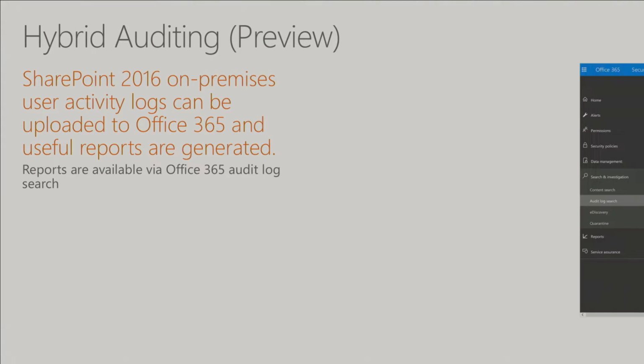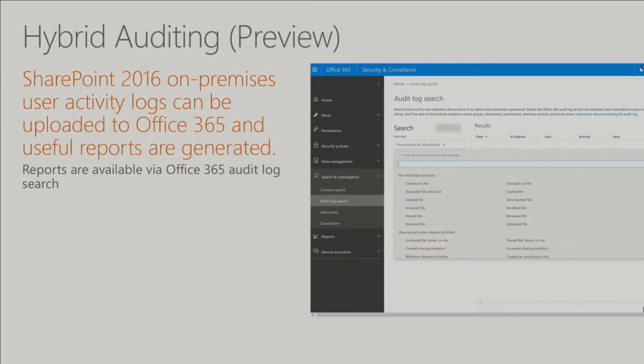So we also are introducing hybrid auditing. I already told you about administrative actions logging. We're also introducing a hybrid concept as well that we call hybrid auditing. It's going to be in a preview state when you get your hands on Feature Pack 1, but effectively your SharePoint 2016 on-prem user activity logs can be uploaded to Office 365, and then you can leverage the reports through the audit report search capabilities of the Office 365 Protection Center.